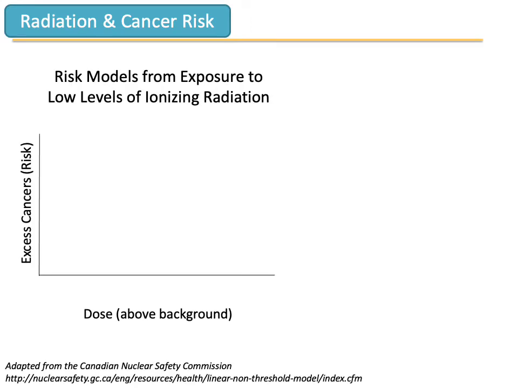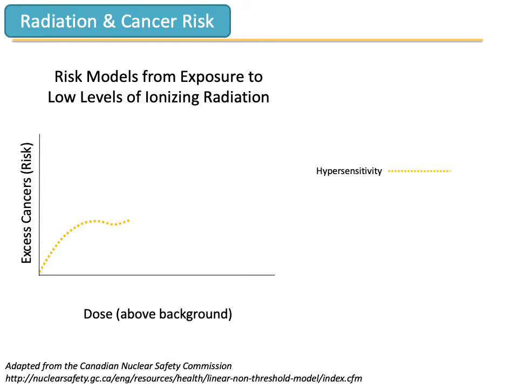This plot shows various radiation risk models. Risk, defined as the excess number of cancers in a population, is plotted as a function of dose above background. The first model, shown here in orange, represents hypersensitivity. This model states that low doses of radiation are more harmful than higher doses of radiation until a certain point where the risk becomes linear.